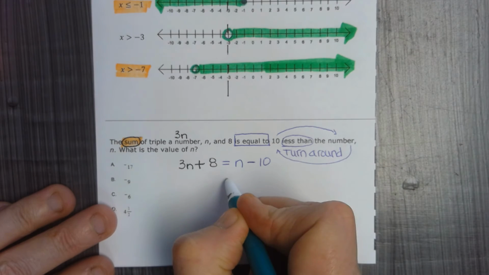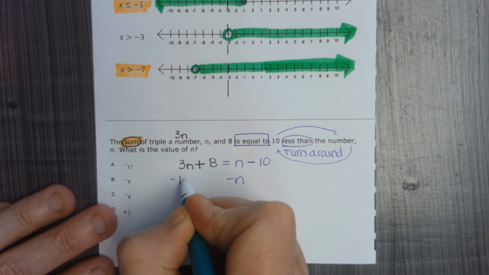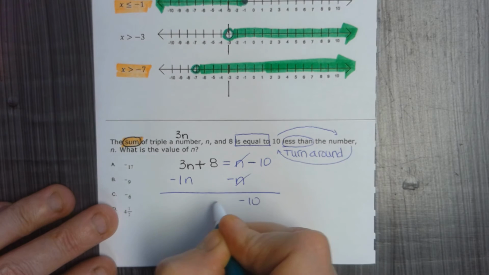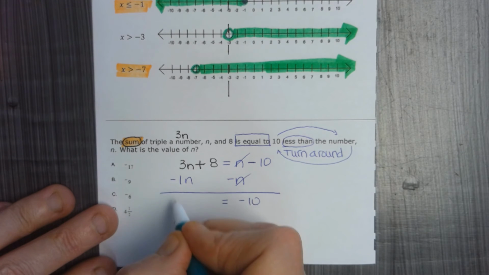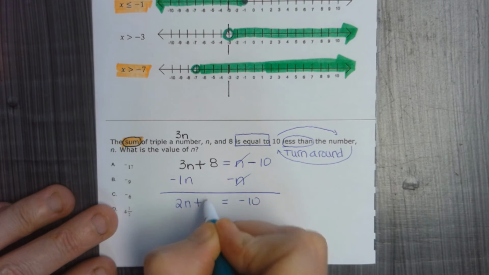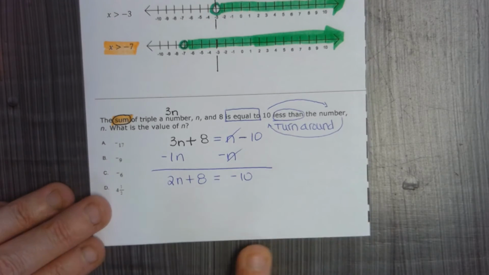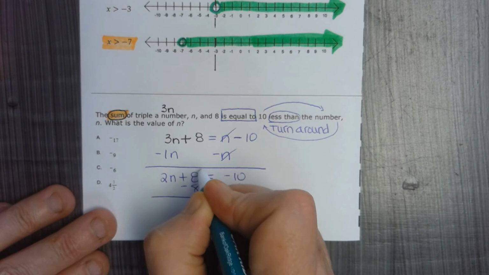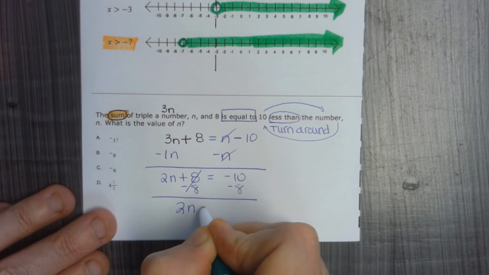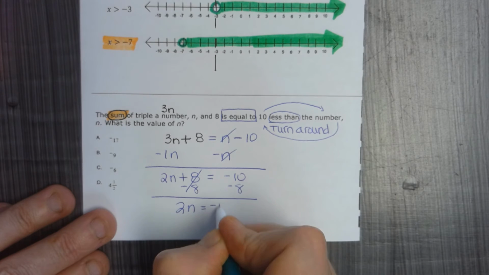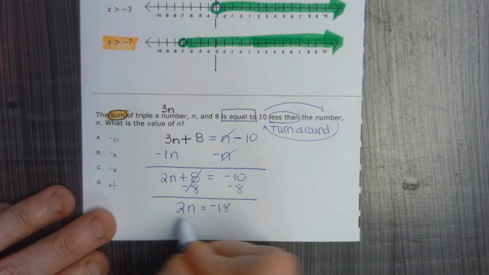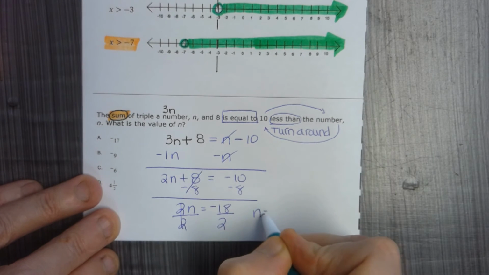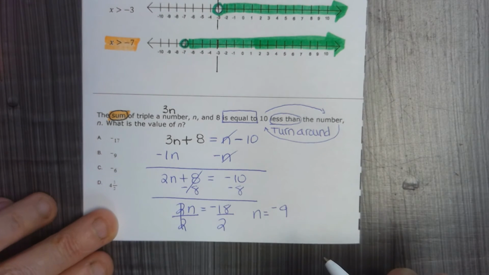So I'm going to subtract n, or 1n, from both sides. Bring down my -10, my equal sign. 3 minus 1 is 2, so bring down 2n plus 8. We've got a two-step equation. We're going to subtract 8 from both sides. -10 and -8 is -18. We're going to divide both sides by 2. And we get n equals -9.